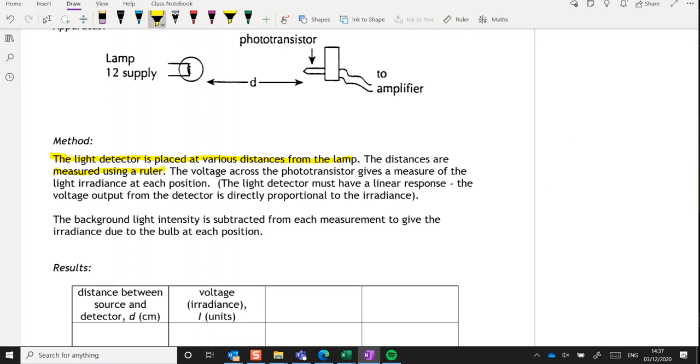The voltage across the phototransistor gives a measure of the light irradiance at each position. Okay, we're using voltage as a way to measure how intense the light is. If the light is intense, it will be a high voltage. If the light is less intense, the voltage will decrease.